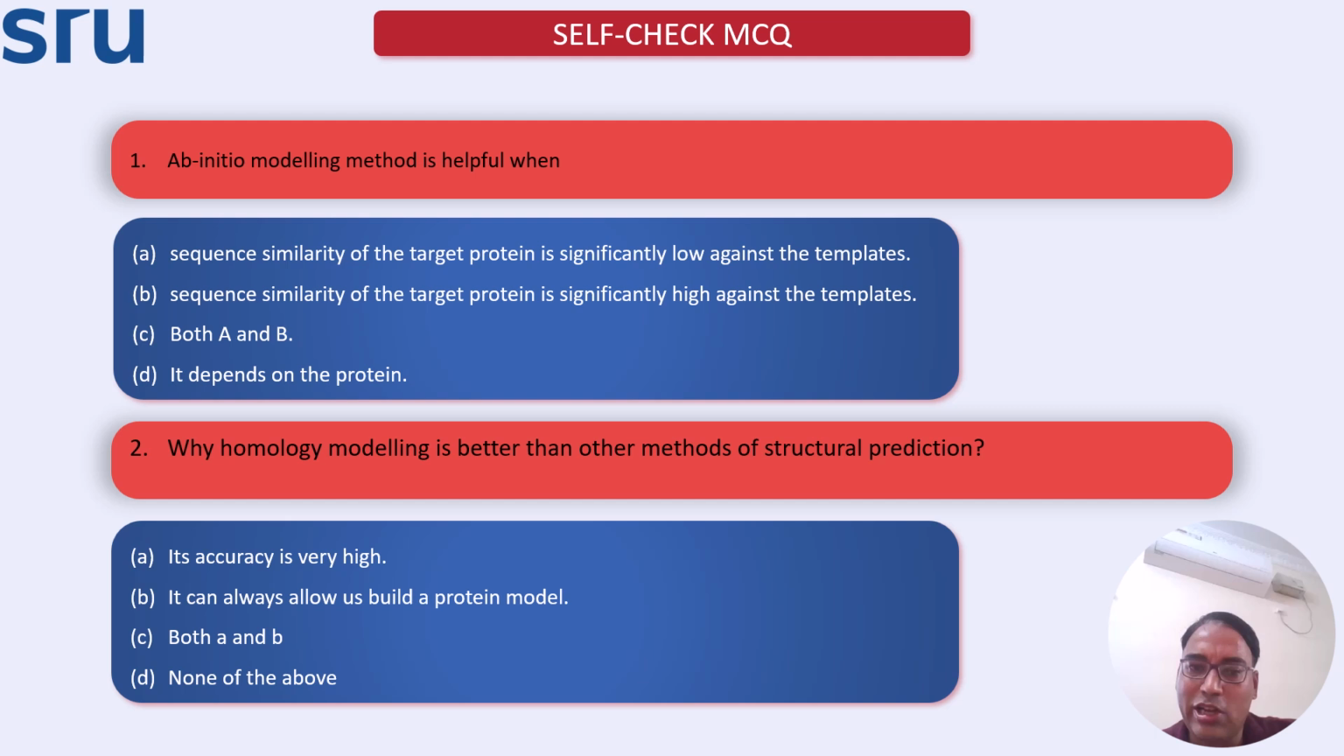Why is homology modeling better than other methods of structure prediction? Its accuracy is very high. The first one is of course true because it is dependent on the solid structures. We are not building anything right from scratch, just like ab initio modeling. We are just taking the data from the known structures, which are already correct. Understand? It can always allow us to build a protein model. Yes.